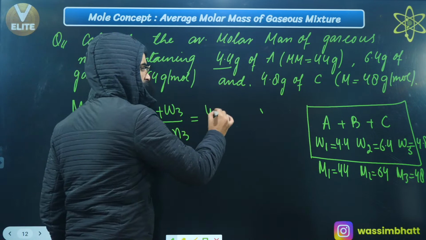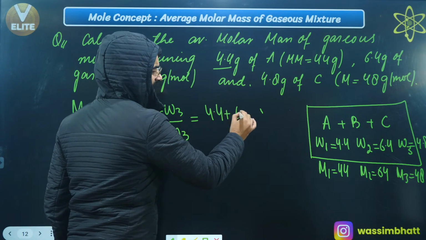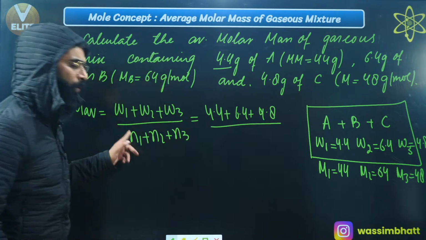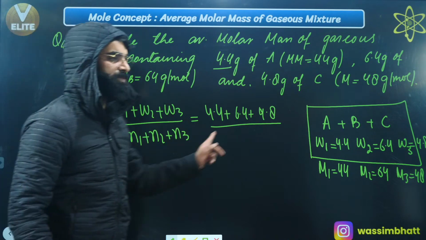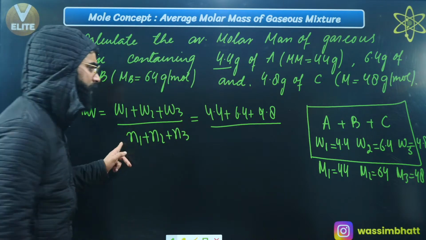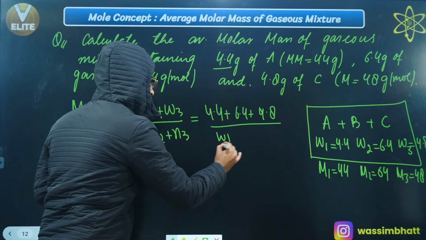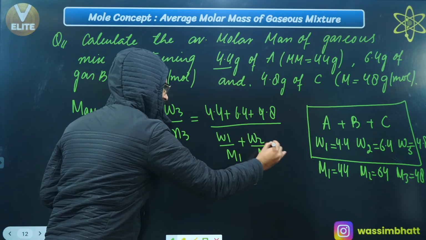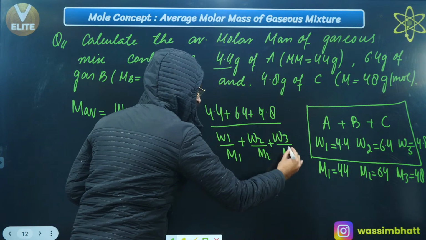W1 is given to me as 4.4, W2 as 6.4, W3 as 4.8, divided by N1. What is N1? The number of moles of gas 1 in the container, which will be equal to mass of gas 1 divided by molar mass of gas 1, plus number of moles of gas 2, mass of gas 2 over molar mass of gas 2, plus mass of gas 3 over molar mass of gas 3, right?